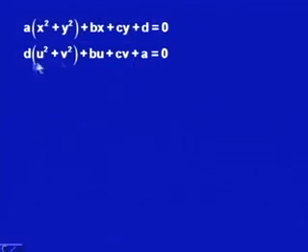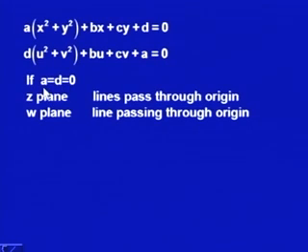So, this is the curve in the xy plane and this is the curve in the w plane. Then if I consider the case when a and d are 0, a is 0 means this part is not there, d is 0 means this part is not there. So, we have bx plus cy is equal to 0, it represents a line passing through the origin. So, a line passing through the origin in z plane will map to a line passing through the origin, because d and a being 0, in w plane also it is bu plus cv. So, a line passing through the origin will map to a line passing through the origin.